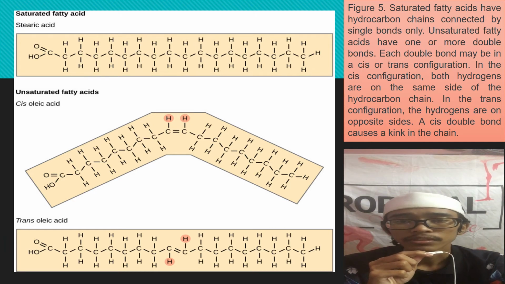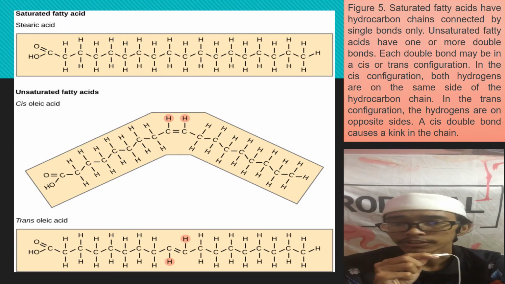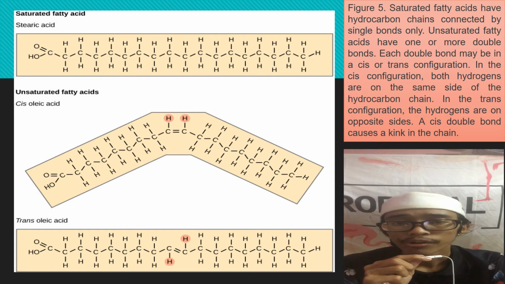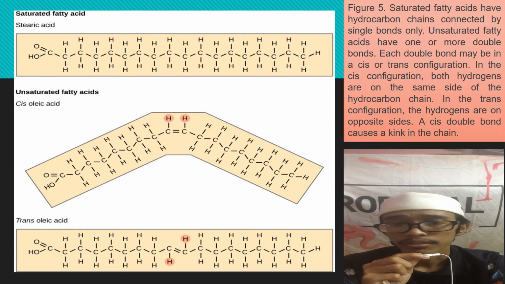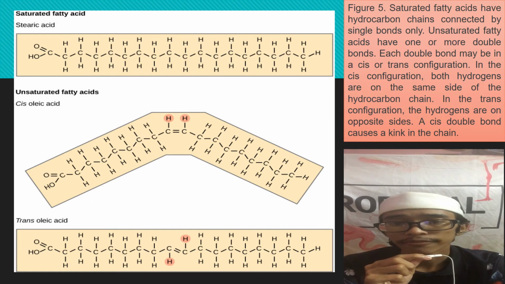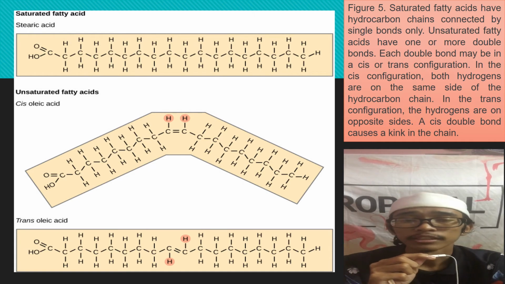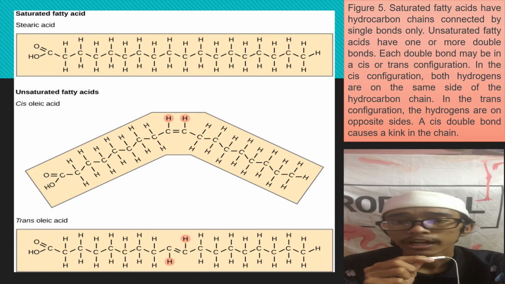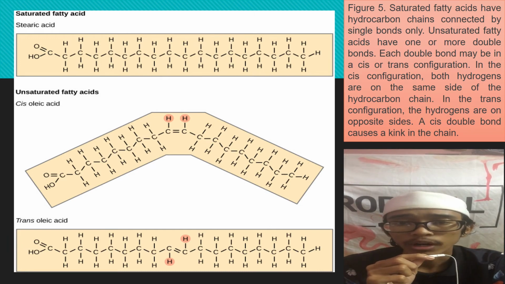The cis double bond causes a bend that prevents the fatty acids from packing tightly, keeping them liquid at room temperature. We can look at figure 5. Olive oil, corn oil, canola oil, and cod liver oil are examples of unsaturated fats. Unsaturated fats help to lower blood cholesterol level, whereas saturated fat contributes to plaque formation in the artery. Figure 5 states that saturated fatty acids have hydrocarbon chains connected by single bonds only, and unsaturated fatty acids have one or more double bonds.